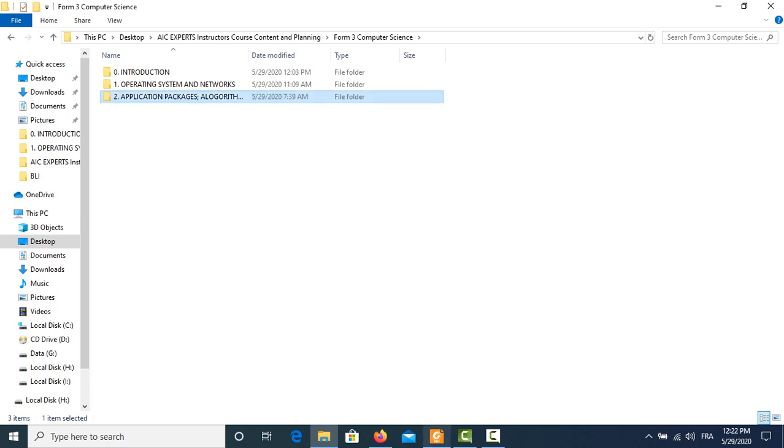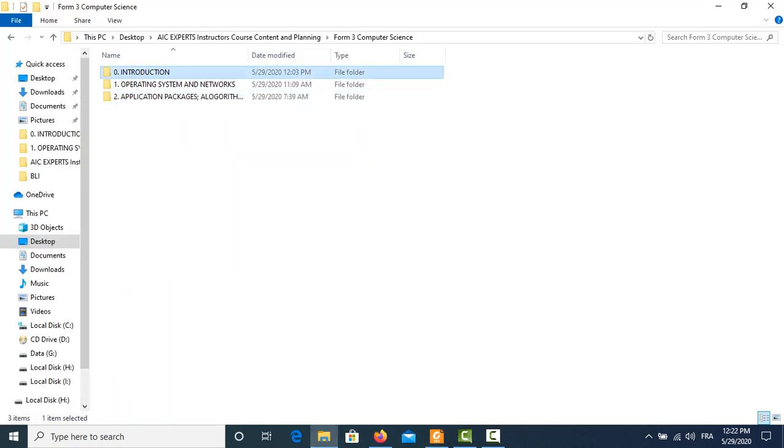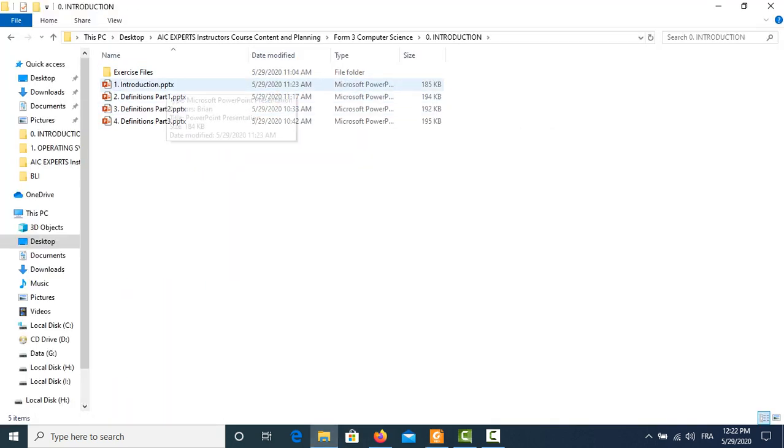So I'll just try to organize mine so it looks the same like this: module 0, module 1, and module 2. So if we go into the folder, 0 introduction, we're going to have an introduction where I will talk about the objective of the course or the subject, target audience, and so on. Definitions part 1, part 2, part 3 will all contain keywords and definitions needed to be known by the learners. I divided into three since I realized there were many definitions, and I wanted a situation where I don't overwhelm the learners. So after each part, I would ensure that the learners can retain what was taught.